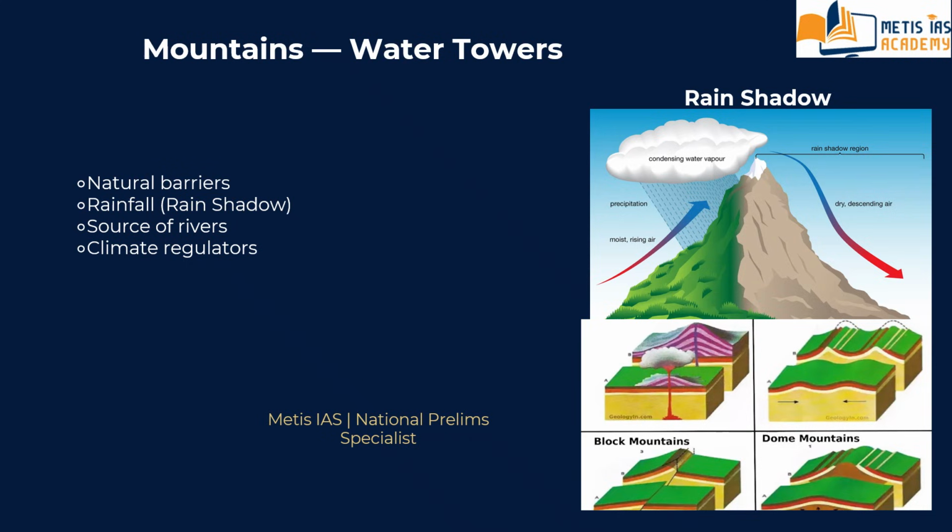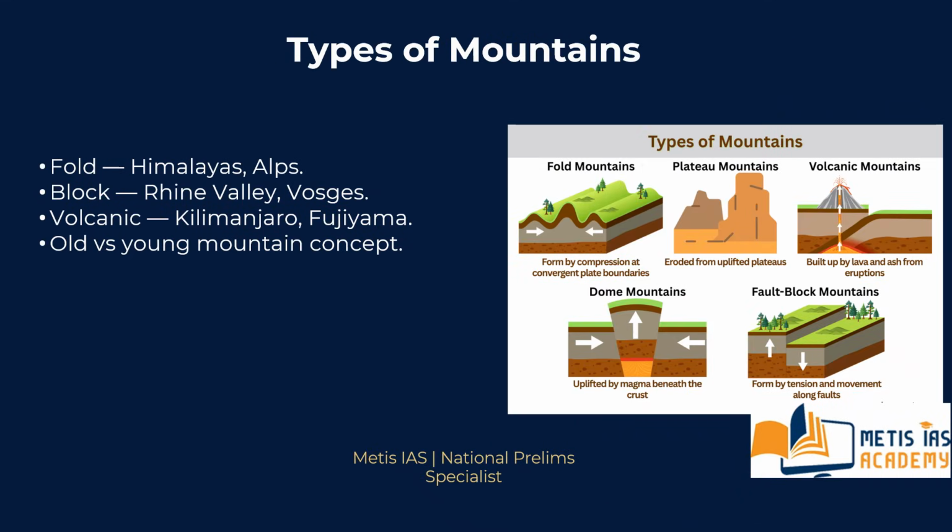Mountains are often arranged in lines called ranges. A few examples are the Himalayas in Asia, the Alps in Europe, and the Andes in South America.